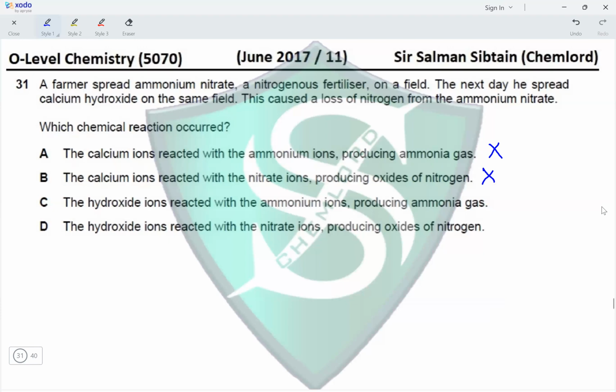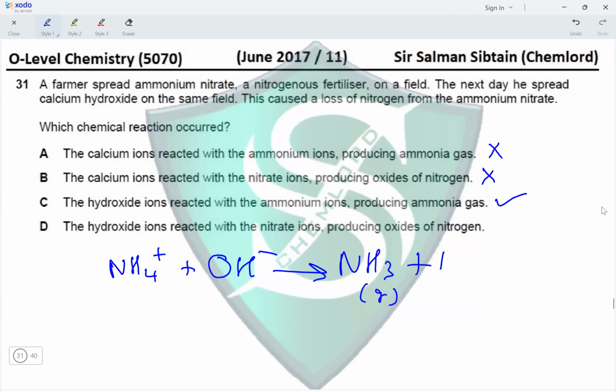The hydroxide ion reacted with ammonium ions producing ammonia gas. Yes, this is true because when ammonium ions react with hydroxide ions, the products are ammonia gas and water. So the nitrogen is lost in the form of ammonia gas.